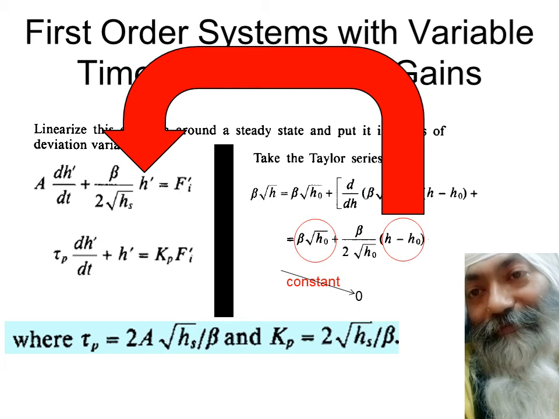But the thing to be noted here is that the time constant and the gain are not constant, rather they depend upon the steady state value of the level, and the level keeps on changing every time there is a disturbance. Every time it settles to a new steady state, and the new steady state has a new hs, and the new hs has a new time constant and a new gain. So how to overcome this situation? The answer is we go in for adaptive controls. Let us see how.